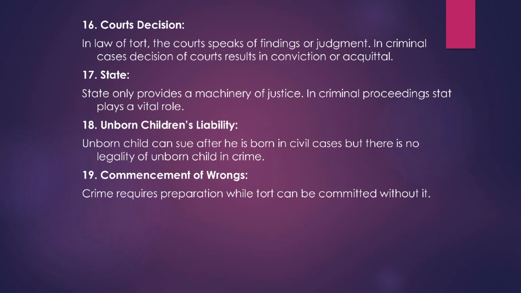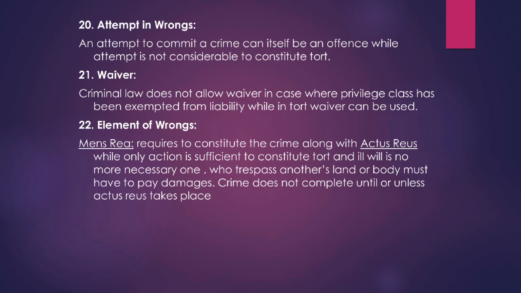19. Commencement of wrongs: crime requires preparation while tort can be committed without it. 20. Attempt in wrongs: an attempt to commit a crime can itself be an offense, while an attempt is not considered to constitute tort. 21. Waiver: criminal law does not allow waiver in cases where a privileged class has been exempted from liability, while in tort waiver can be used. 22. Element of wrongs.